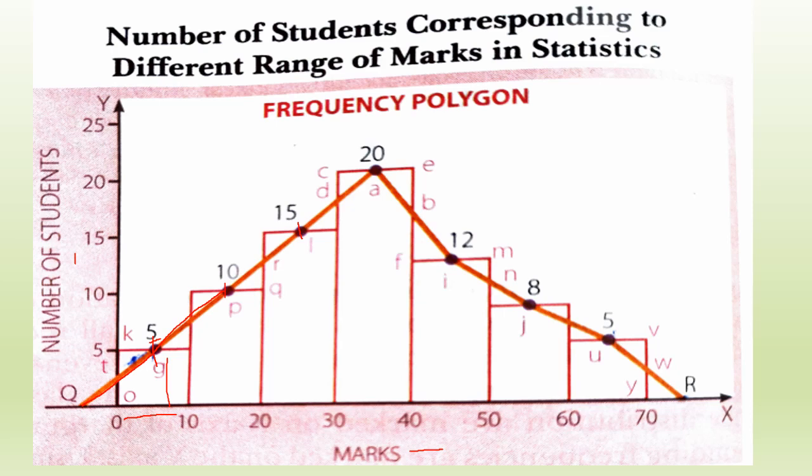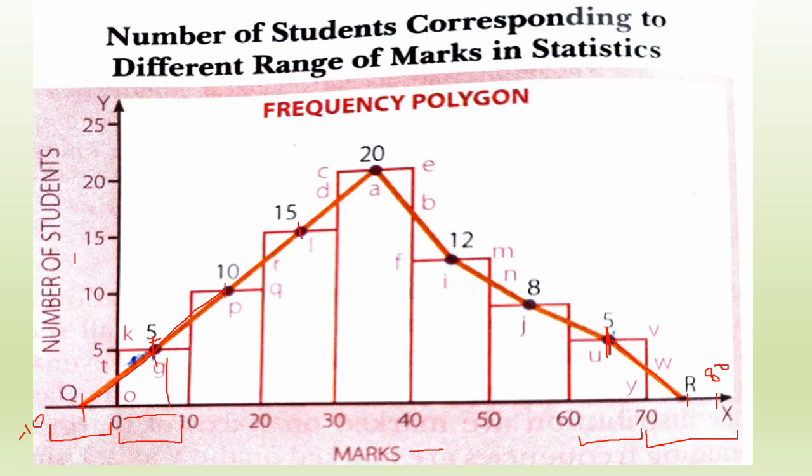How will we join them? The first class interval was 0 to 10. If we see, the class size is 10, so the class interval before this would be 0 to minus 10 and the midpoint would be this one. So we will join this frequency polygon to this point. Similarly, our frequency polygon was ending here. This class interval is 60 to 70. Its next class interval would be 70 to 80 here. So the midpoint would be this one, and we will join this frequency polygon to this point.